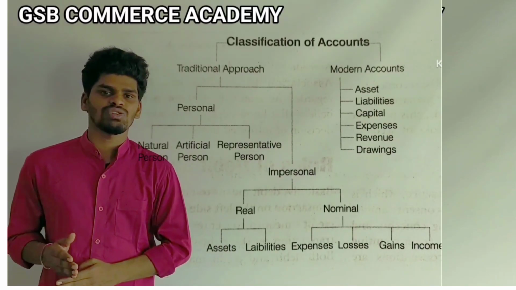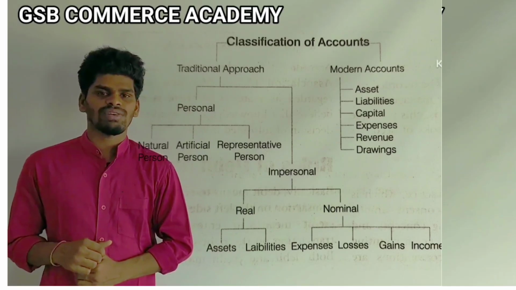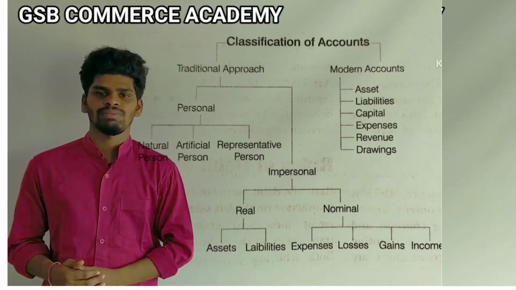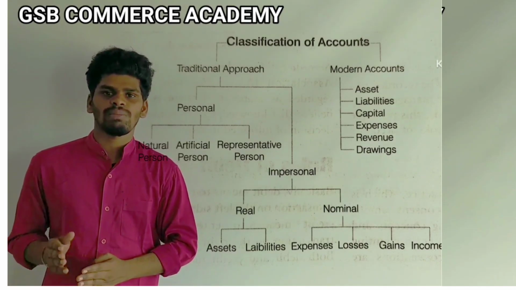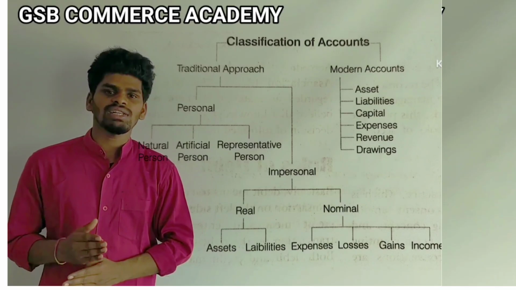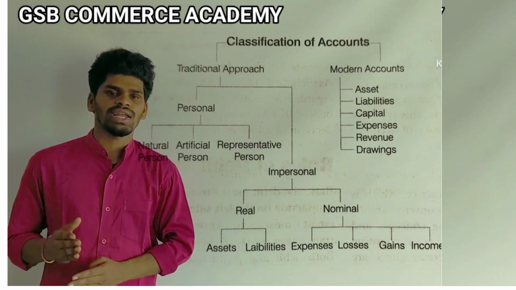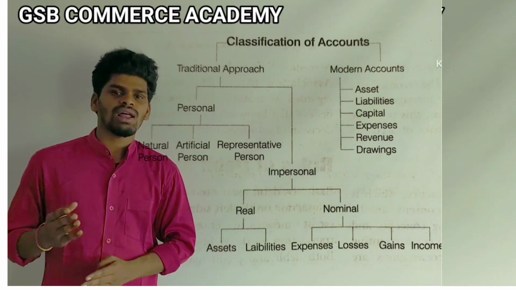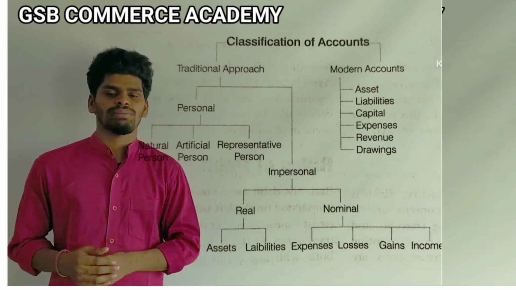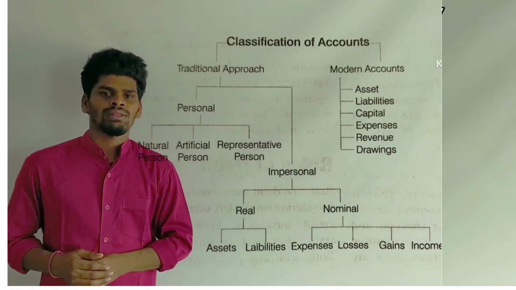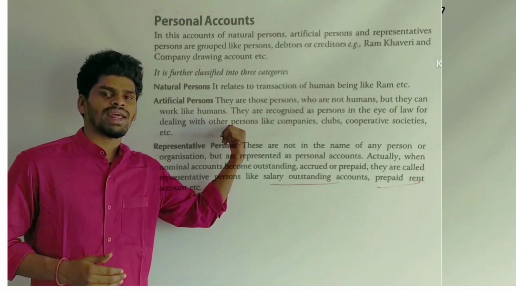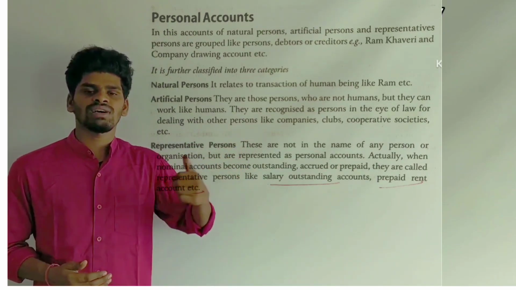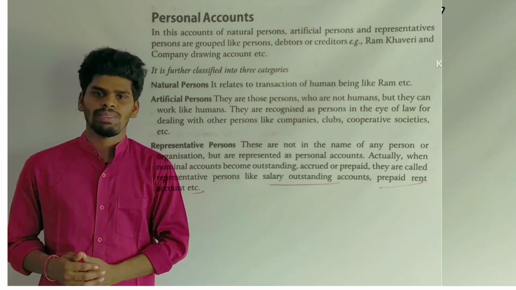Account can be classified into mainly two types. The first one is the personal account. The second one is the impersonal account. The personal account deals with all individual persons and individual businesses. And the personal account can again be classified into three types. First one is the natural persons. Second one is the artificial persons. Third one is the representative persons.